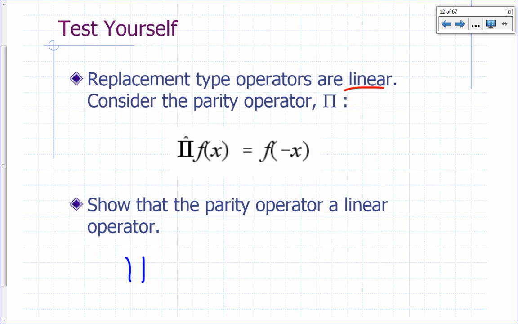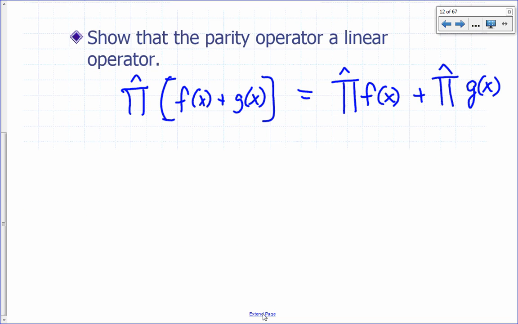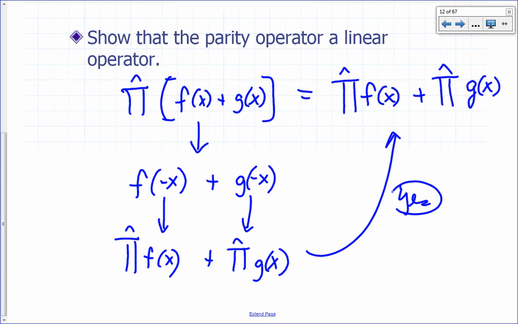Let's try it. Parity operator operating on f of x plus g of x: is that the same as parity operator operating on f of x plus parity operator operating on g of x? Now, let's see, what's the left side equal to? Anytime I see an x, I replace it by negative x. So this is f of negative x plus g of negative x. But what is this? This is just pi hat f of x, right? And what is this one? Pi hat g of x, which is the same as that one, so the answer is yes.